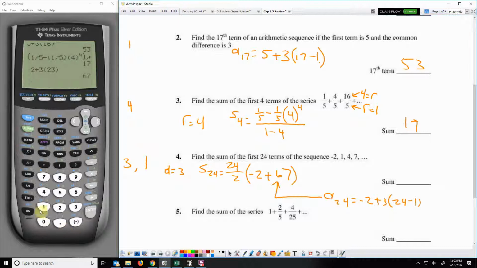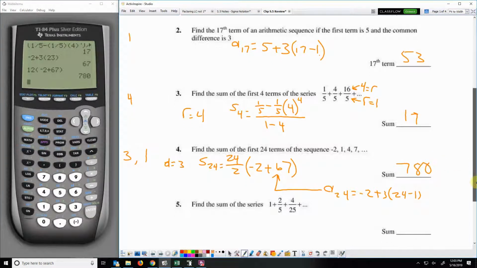So now I can evaluate the sum of those 24 terms. 24 over 2 is 12 times negative 2 plus 67. 780 is the sum of the first 24 terms.